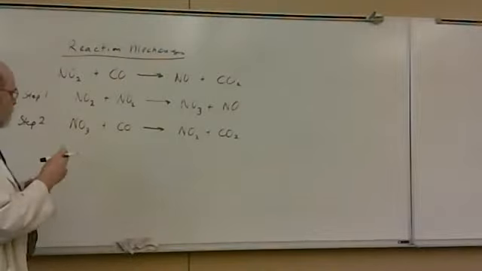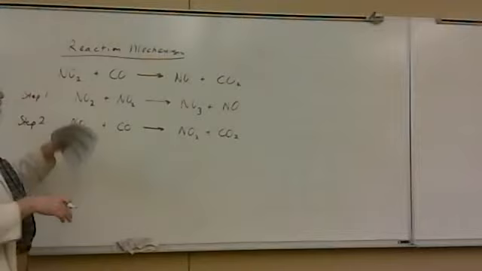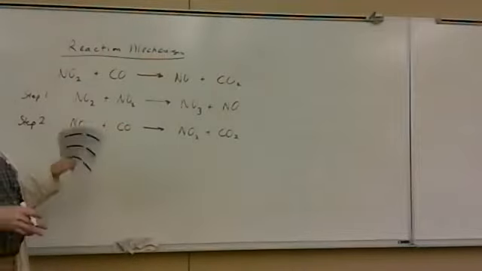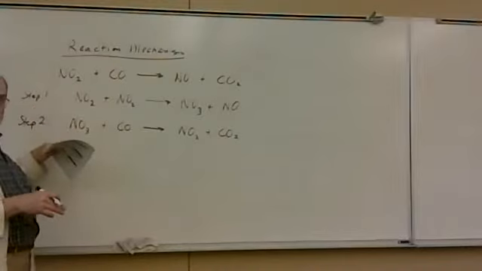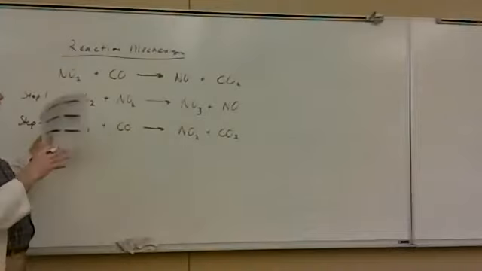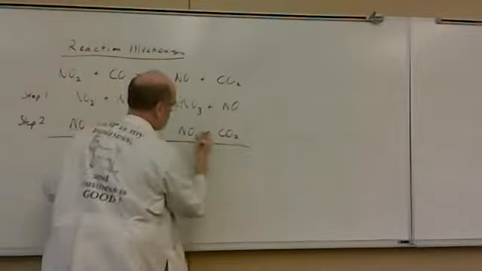So the first rule that validates a mechanism is you have to be able to add the steps of the mechanism and get the overall equation. It's kind of like Hess's law. If you want to determine the enthalpy of a reaction, you can have multiple steps, but they all have to add up to the overall in order for it to be valid. Same concept here. These have to add up to give you that one.